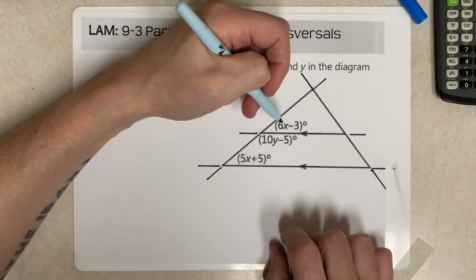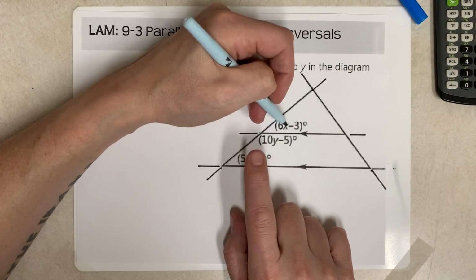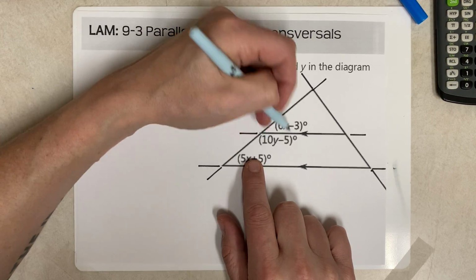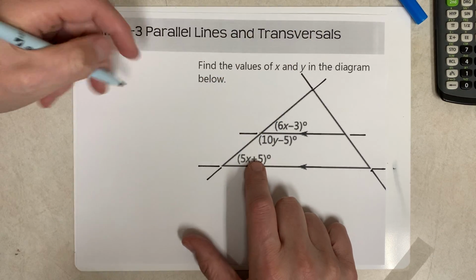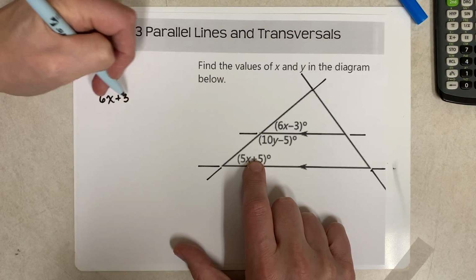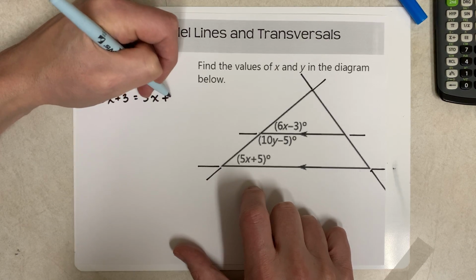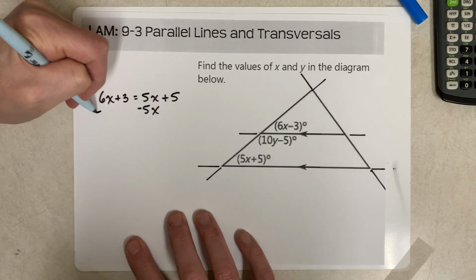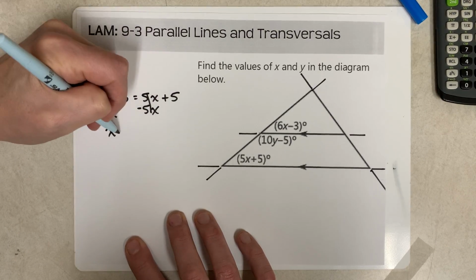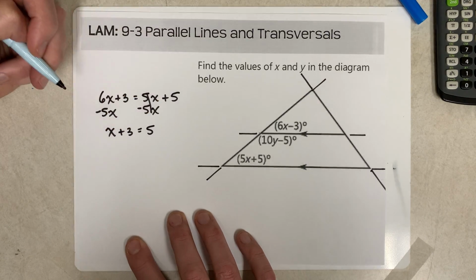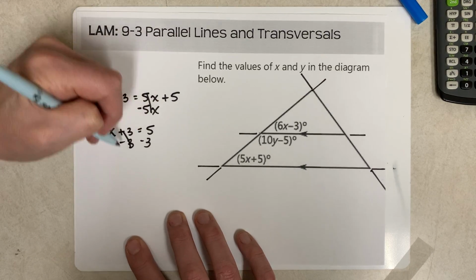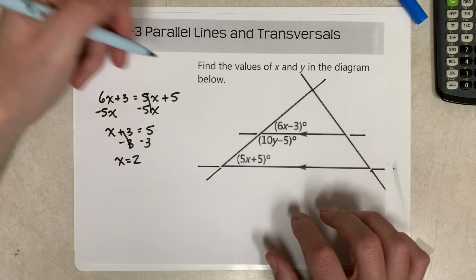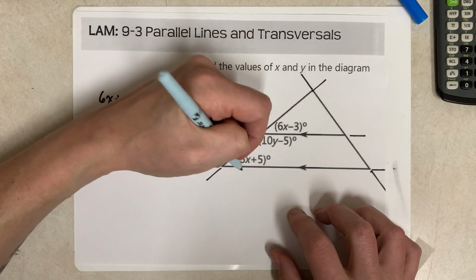Okay, so these two are congruent because they're corresponding. We could definitely set these equal to each other. We can't do anything with those yet because there's two variables in there. So what I would do is 6x plus 3 equal to 5x plus 5, and then solve that. So subtract 5x, x plus 3 is equal to 5, subtract 3, and it turns out that x is 2. All right, if x is 2, that means this angle would be 10 plus 5 is 15 degrees.